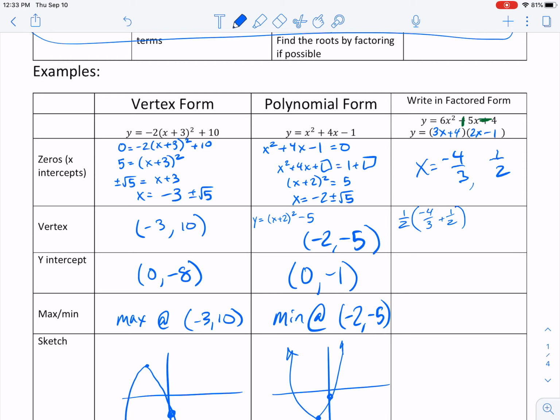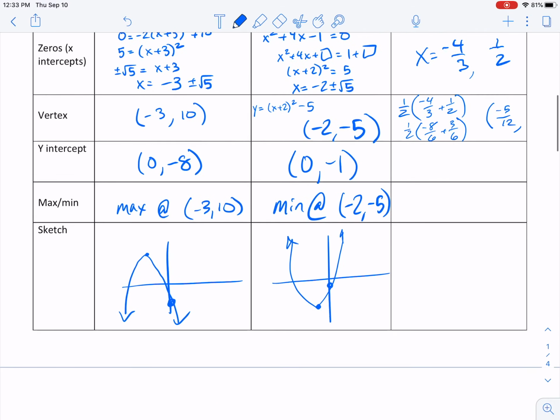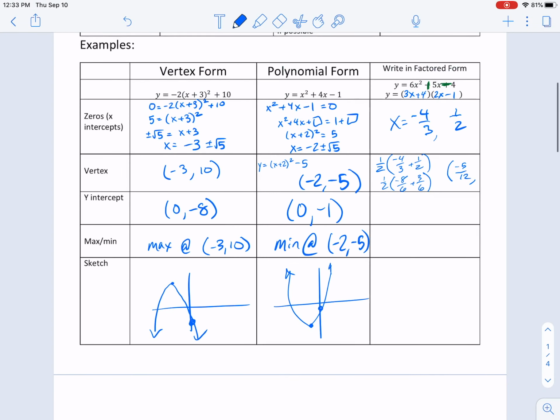This would be 1/2 times, this is -8/6 plus this becomes 3/6. So I have -5/6 times 1/2, so this becomes -5/12, and then I need to go back and plug that in. I don't want to. Go try it on your own. Sorry. Actually, let's do this.